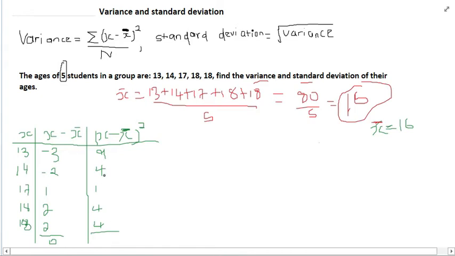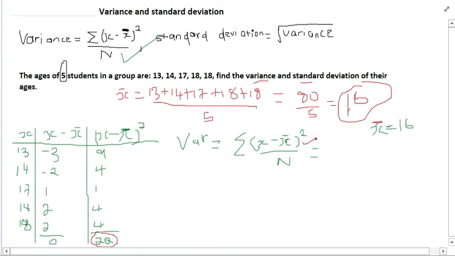9 plus 4 is 13, 13 plus 1 is 14, 14 plus 4 is 18, 18 plus 4 is 22. Okay, it is 22. Then let us apply variance. If you look at the variance formula, this sum over down here, that is summation. That is going to be the summation of x minus x bar squared. All right, so here the sum of x minus x bar squared is 22.